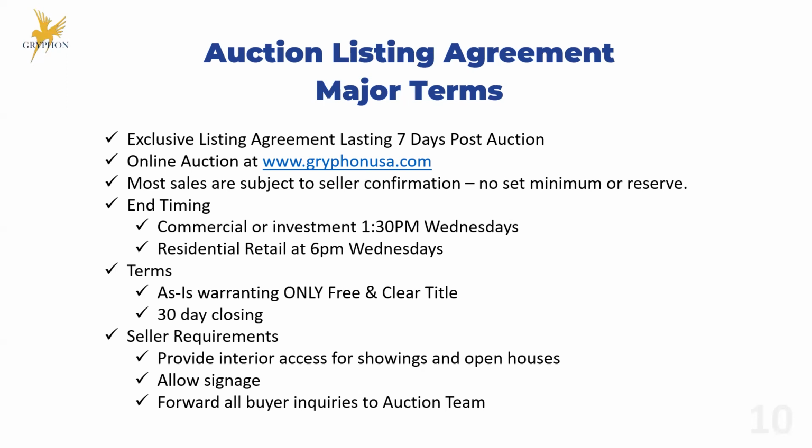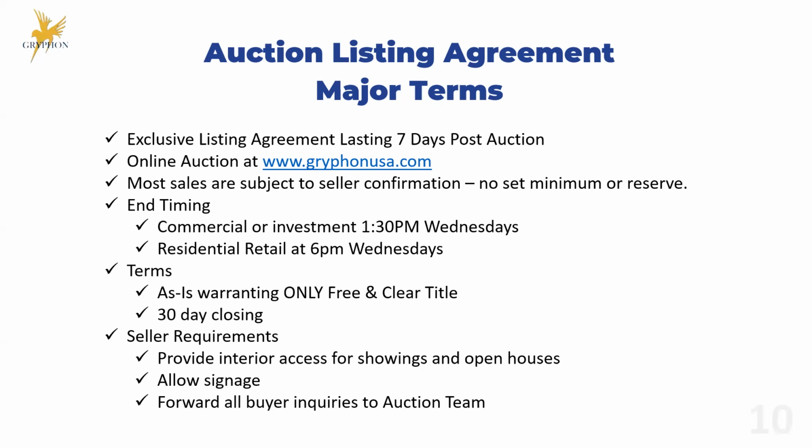We're going to have contract terms in there as is, with no warranties. The only thing the seller is going to warrant is free and clear title. And there's going to be a 30-day closing requirement. Since we do the title work ahead of time, it's really common for auction buyers to close in less than 30 days. It's not unheard of to have a 5-day closing, but the listing contract will call for a 30-day closing.